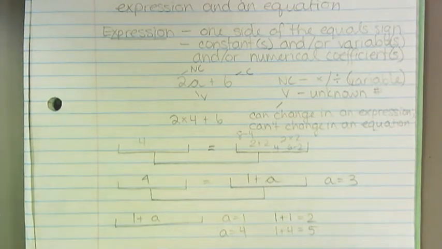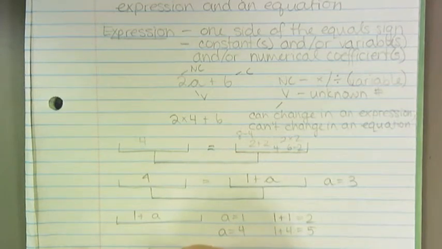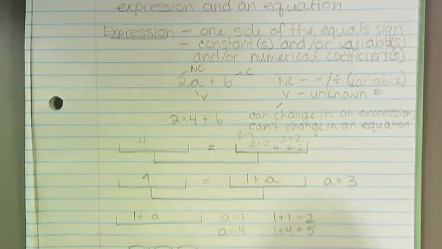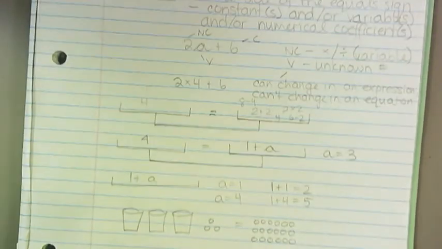So if I draw an image that looks like this, is this an equation or an expression? Expression. Or no, actually that one's an equation. This one's an equation because I have both sides. So what is being modeled here? What equation is being modeled here?